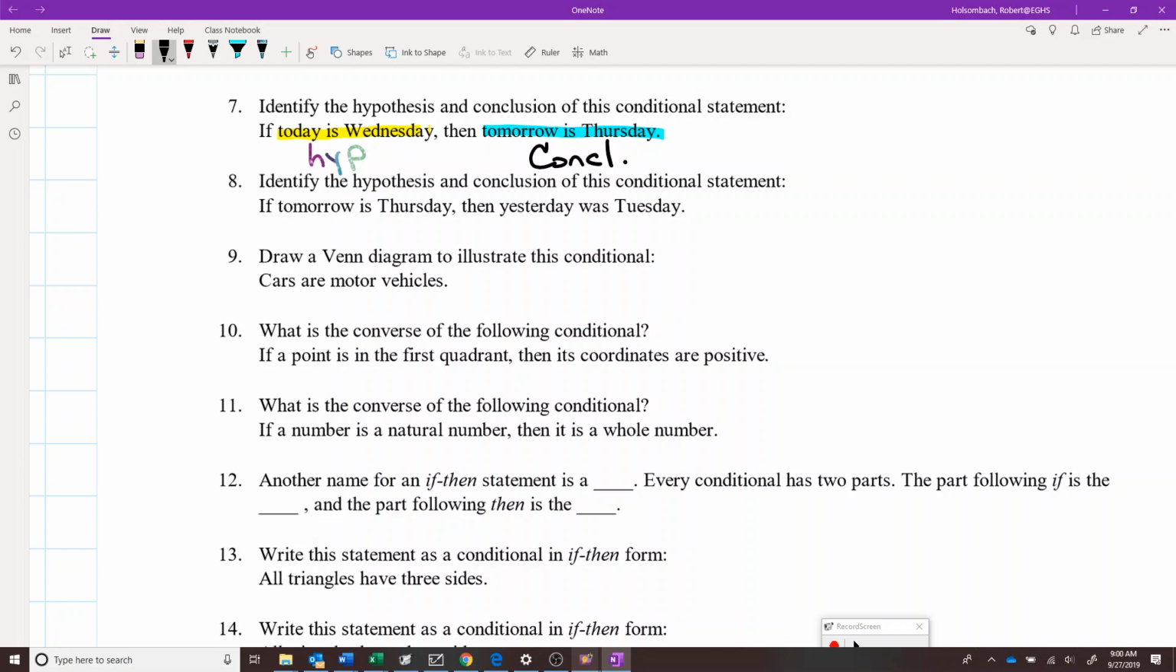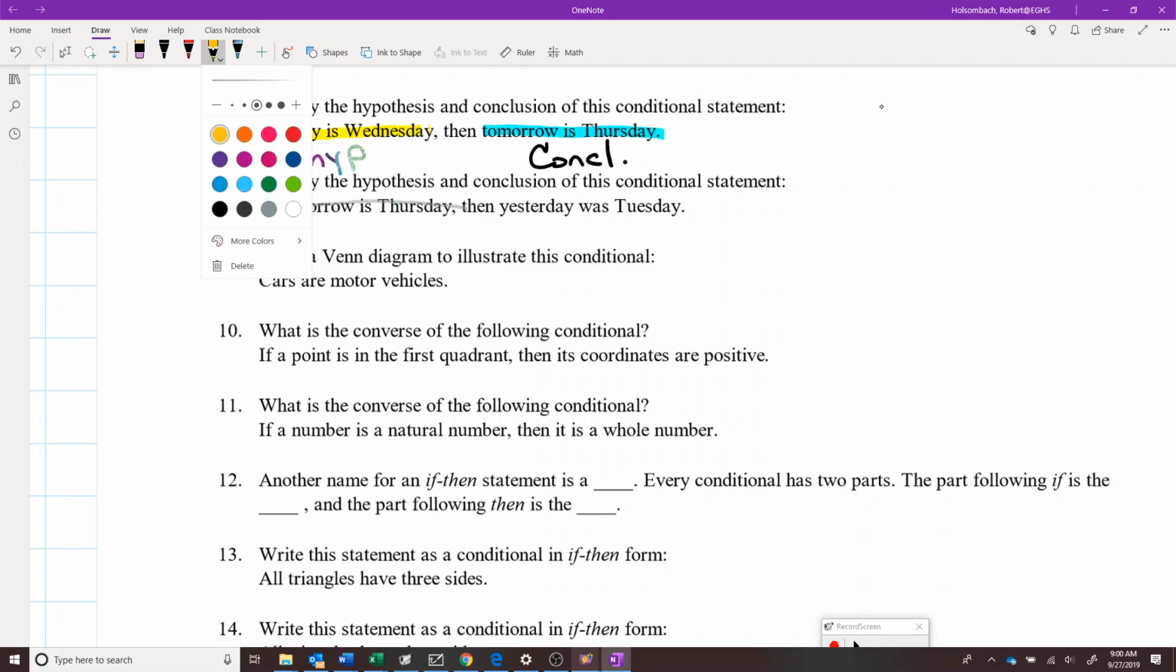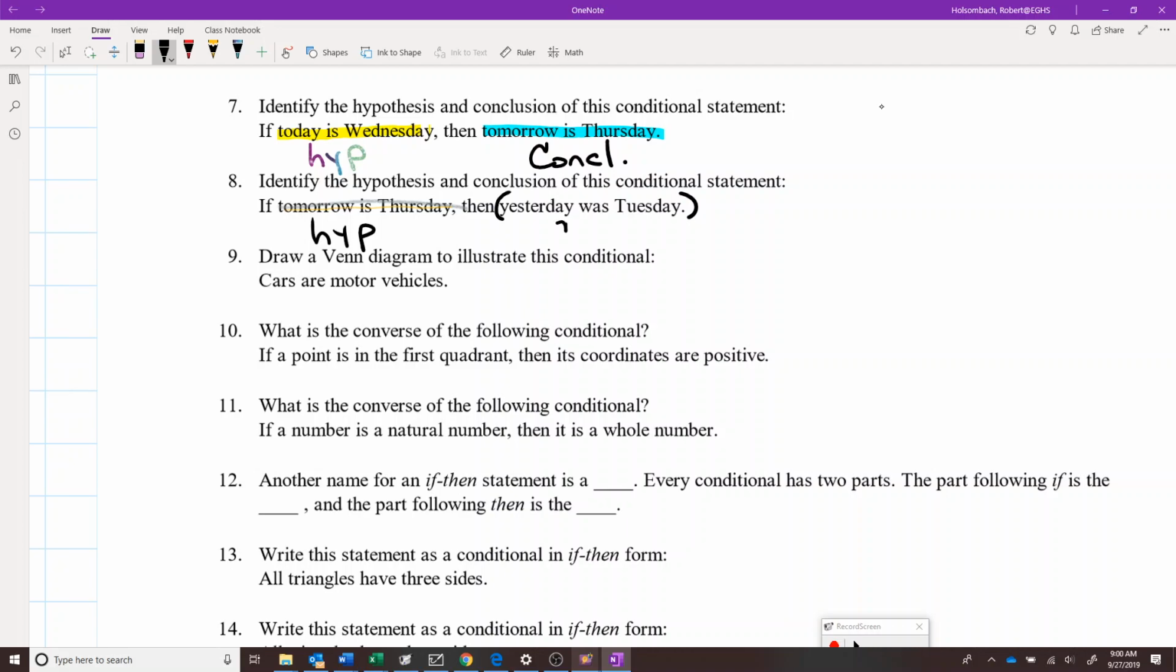In number 8, identify, same thing, hypothesis and conclusion. So here, your hypothesis we're going to put in yellow. What follows the if is the hypothesis. So here's your hypothesis. Lost my highlighter, it looks like. Alright, that's your hypothesis, and what follows the then is the conclusion. So right here is what follows the then, that's your conclusion.